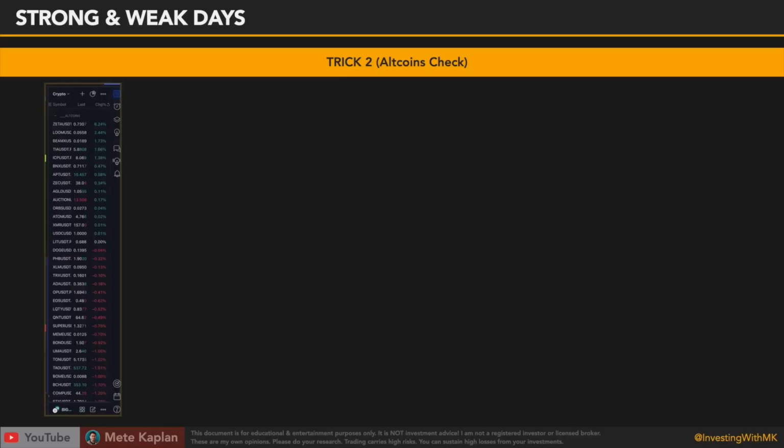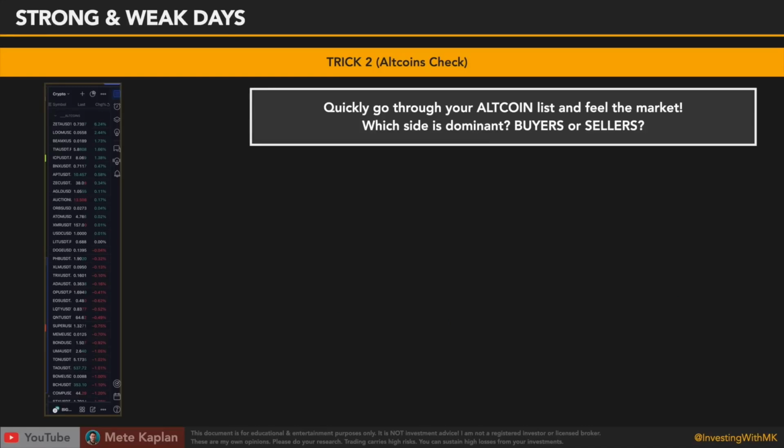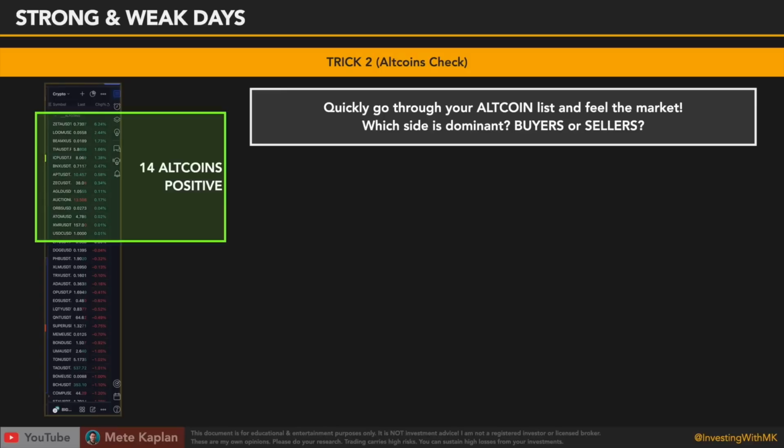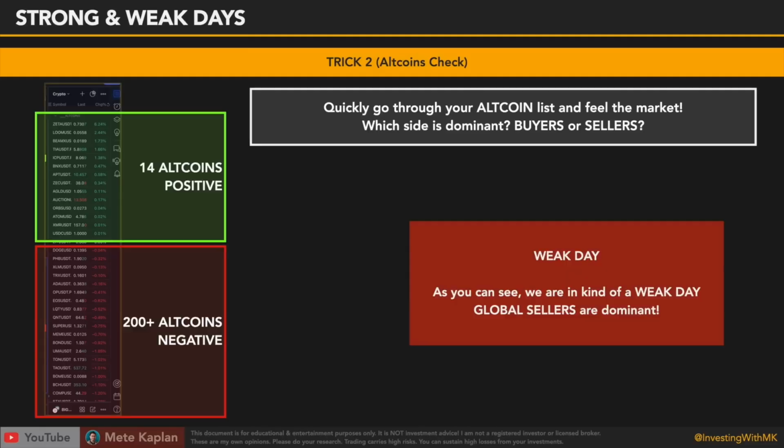This is an extremely simple trick, but works great. For example, this is my altcoin list. I have over 200 coin futures in this list. Right at the moment, I have only like 14 coins in the positive side. But if you scroll down all the list, you'll notice that we have over 200 coins in the negative side. This alone tells me so much. I get this weak vibe from the coins. Sellers are much more powerful compared to buyers today.